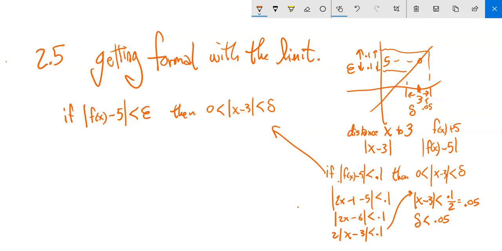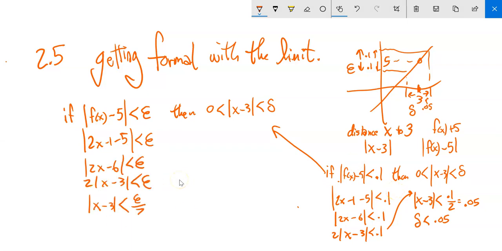And now it's basically the same steps as before. I plugged in the 2x minus 1 here, I manipulated this, divided by 2. Then I said, well, here's my absolute value of x minus 3. Here's my tolerance for the inputs. So I know that delta must be epsilon over 2.